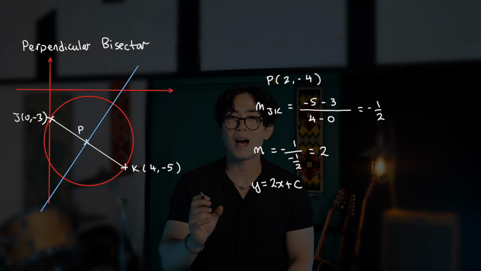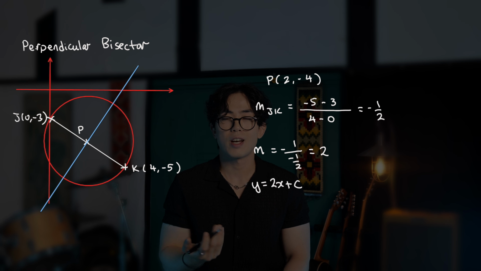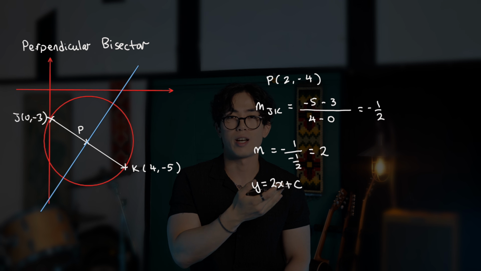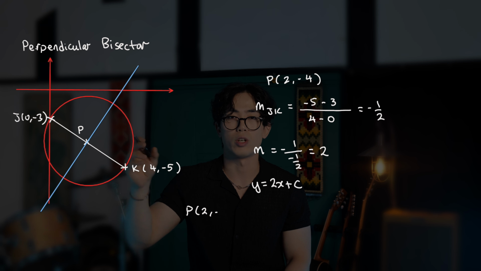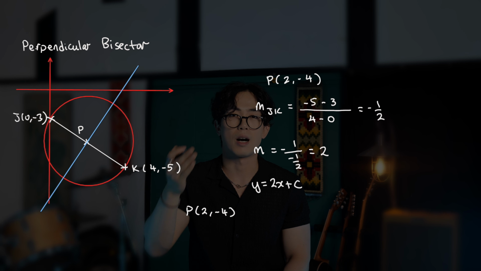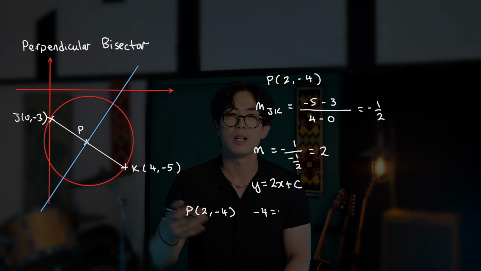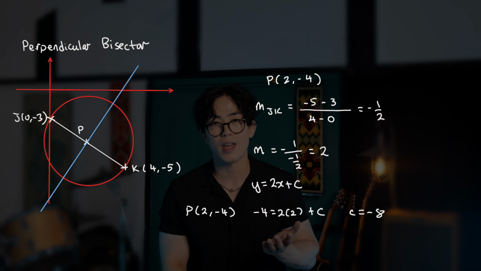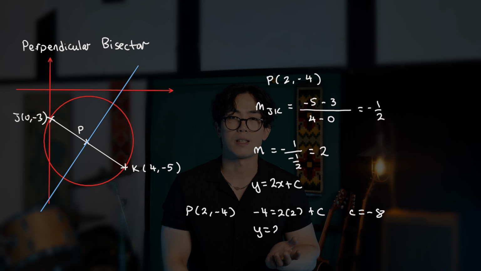So we know it's going to be y is 2x plus c. Finding the c, we'll just simply plug in the coordinate, right? But make sure you plug in the coordinate of the midpoint, not J or K, because the perpendicular bisector passes through the midpoint, the P value. And if you do that, then c we get negative 8. So the perpendicular bisector line will be y is 2x minus 8.